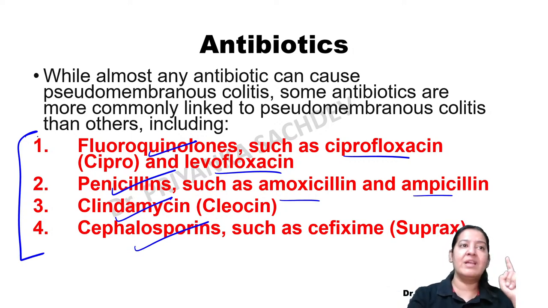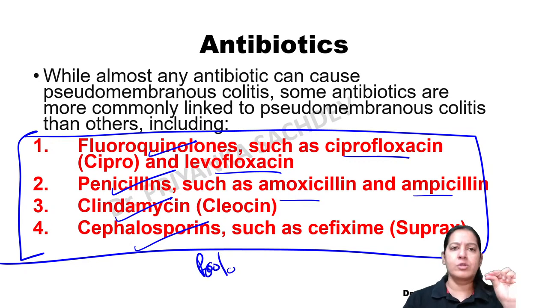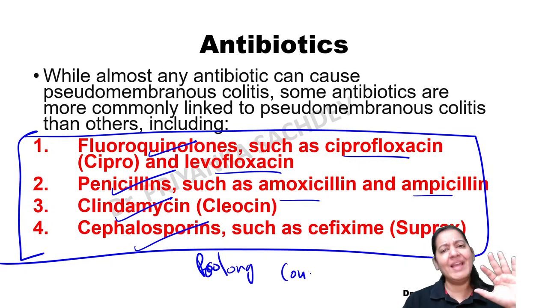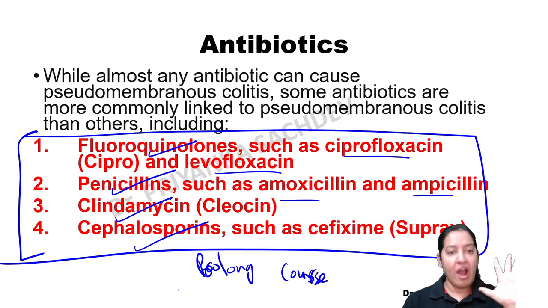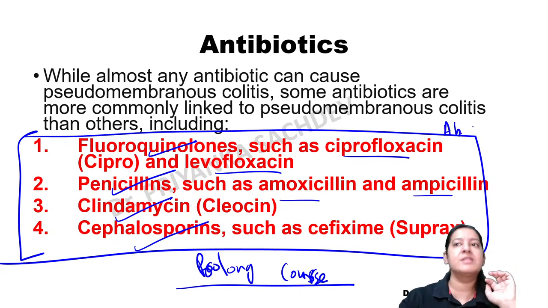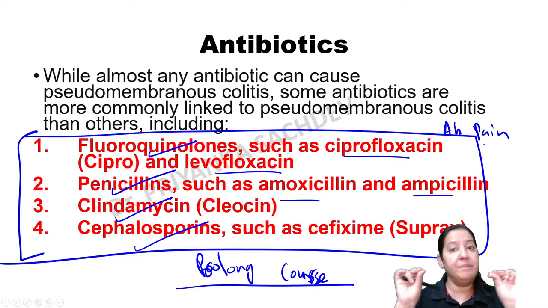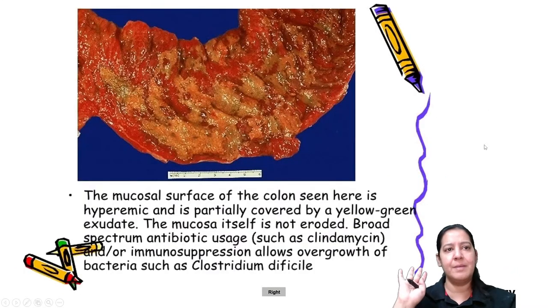So whenever you are giving these four antibiotics as a prolonged course, not a small course, for any condition in the body, be vigilant. You are a doctor now, you have to be vigilant. If after taking a prolonged course of these antibiotics the patient suddenly complains of abdominal pain, it can be pseudomembranous colitis. So be vigilant for your patient, right? Give me a thumbs up.